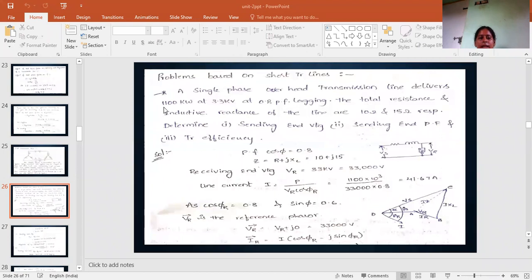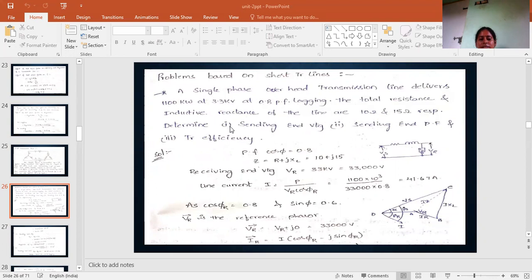delivers 1100 kilowatts at 33 kV. It is not 3.3, it is 33 kV at 0.8 power factor lagging. The total resistance and inductive reactance of the line are 10 ohms and 15 ohms respectively.